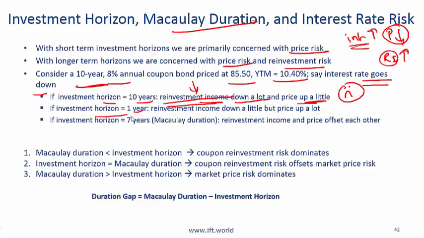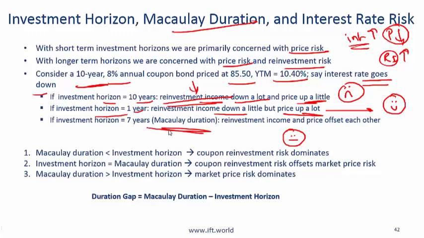If you have a short investment horizon of say 1 year, then you have a situation where investment income goes down a little, but the price goes up a lot. So if your investment horizon is short, then you are happy because the positive impact on the price is more than the negative impact on the reinvestment income. So there has to be a point where you are neutral, right? Neither happy nor sad. That is the Macaulay duration.